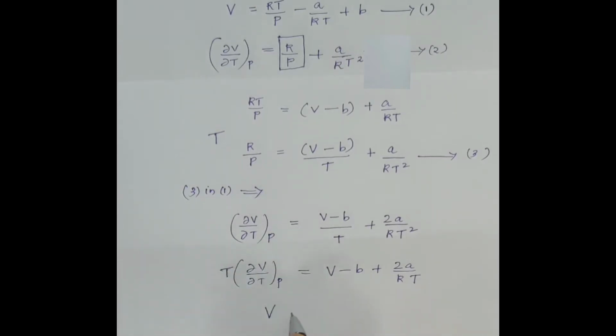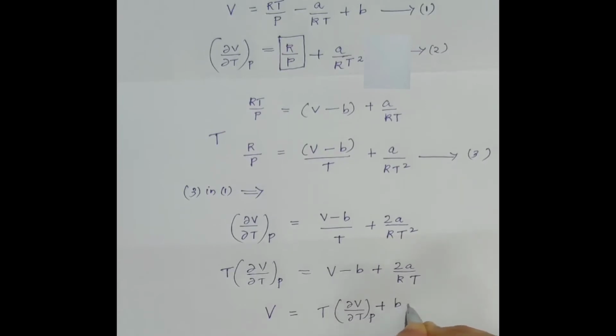Then V = T(∂V/∂T)_P + b − 2a/RT. This is b − 2a/RT.